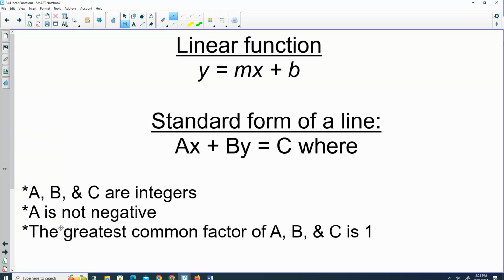So a couple forms that we might see. The linear function, slope-intercept, y equals mx plus b. In standard form, ax plus by equals c. The rules there are a, b, and c have to be integers, so no decimals or fractions. A is positive, and they don't have a great common factor.